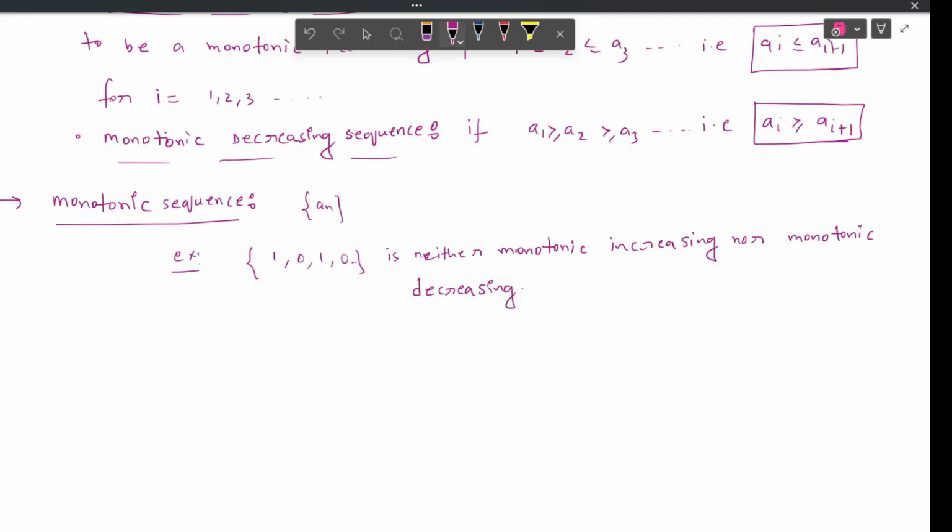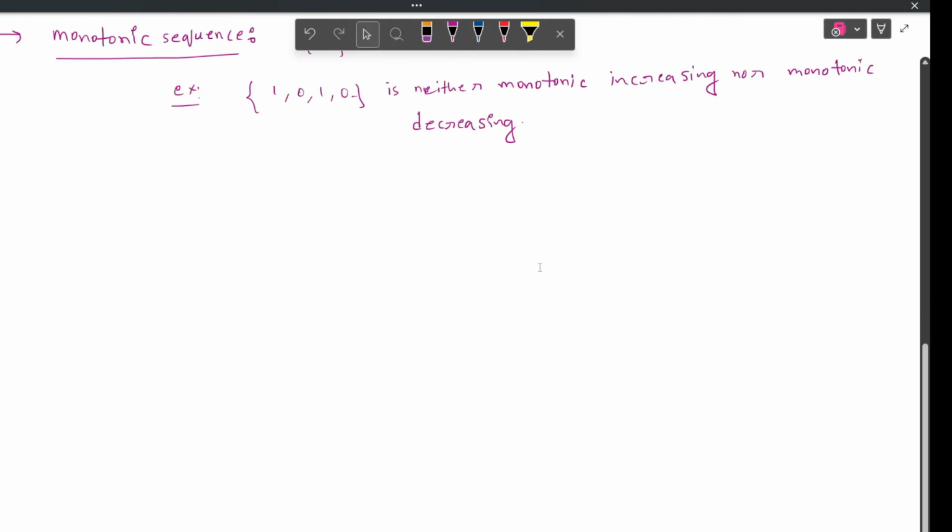Okay, now let us move forward to our next topic, which is bounded sequence.